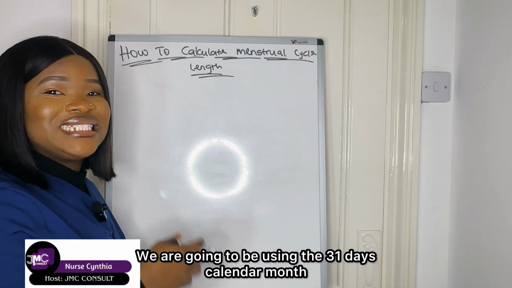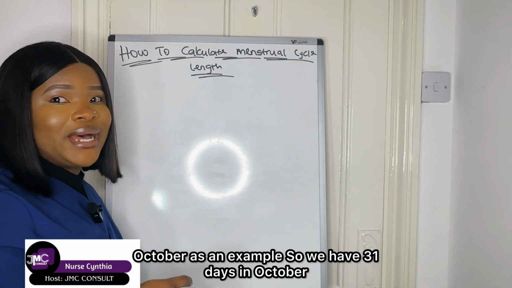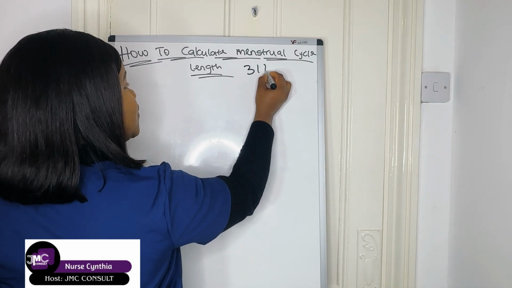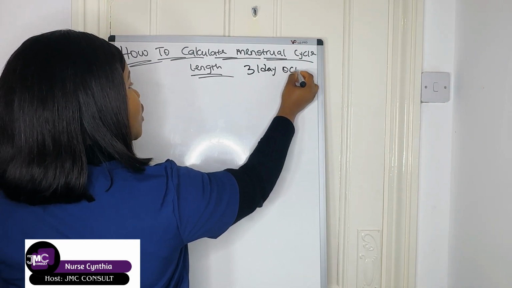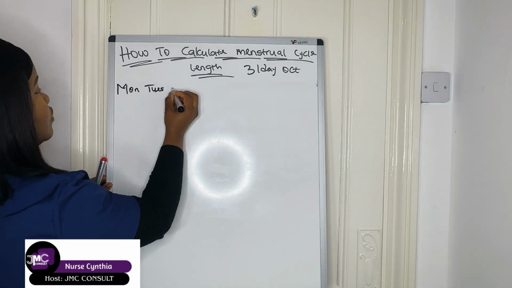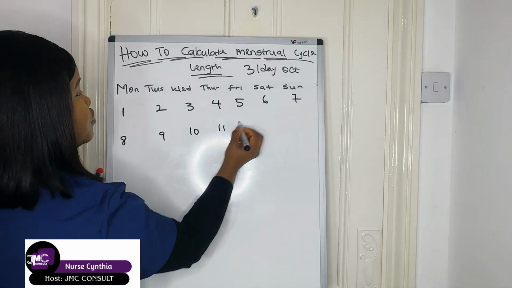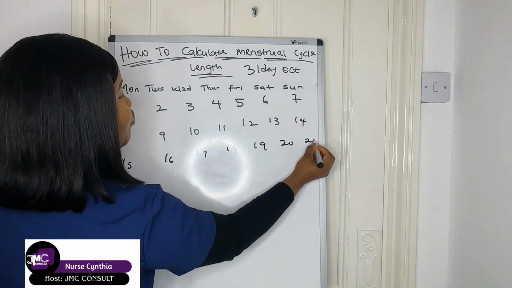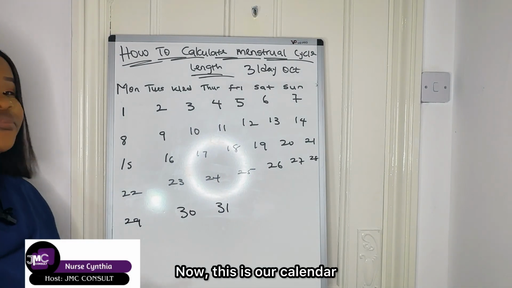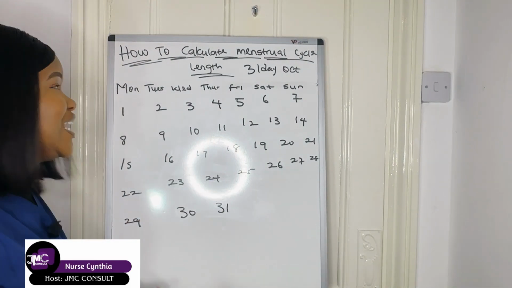We are going to be using the 31 days calendar month. So let's assume we are using the month of October as an example. So we have 31 days in October. So I'm going to write the days. Okay, now this is our calendar. Don't mind the way I wrote it anyways.